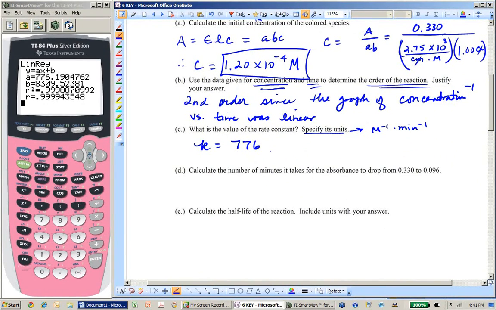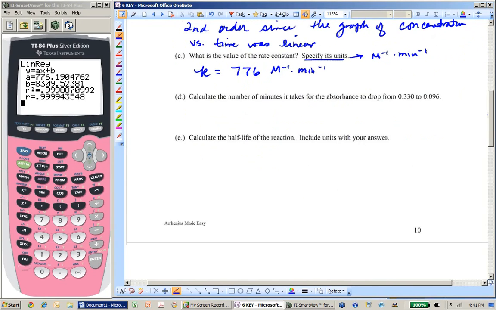776, which is plenty of sig figs. And it's not even times anything weird. It's just 776 molarity to the -1, minute to the -1, which you could have written as 776 over molarity dot minute. It's your choice. There are lots of different ways to communicate that correctly. So we got that done.